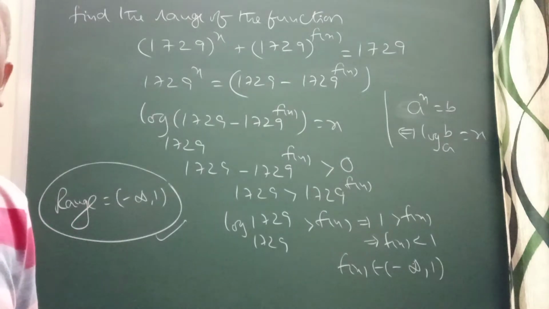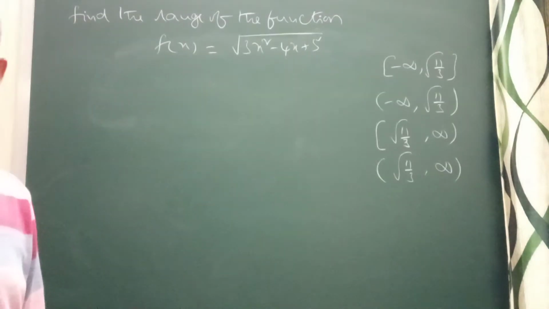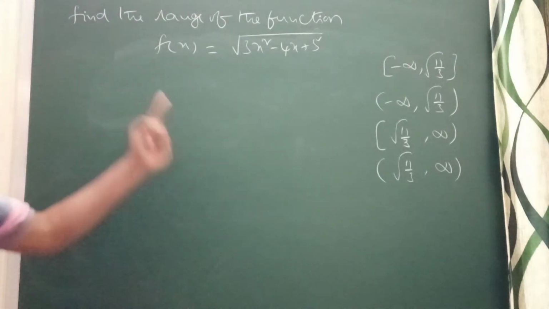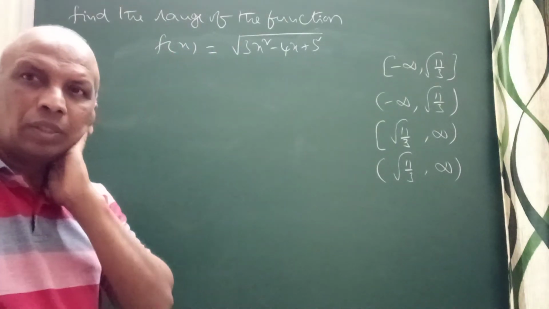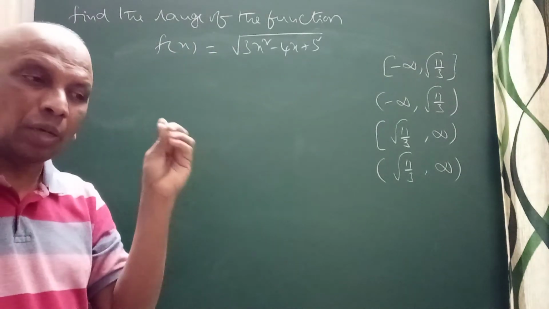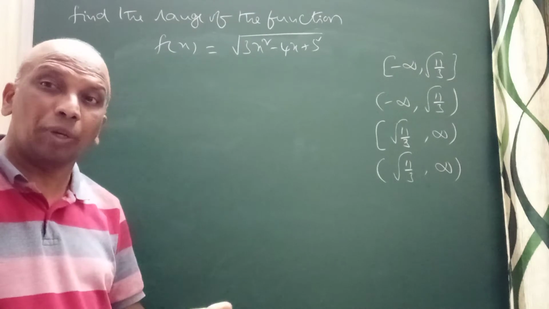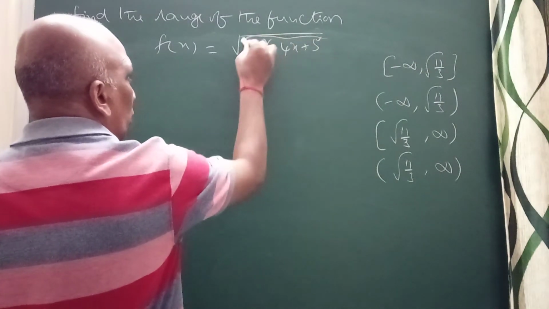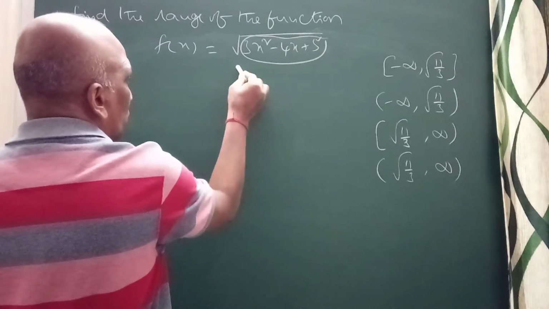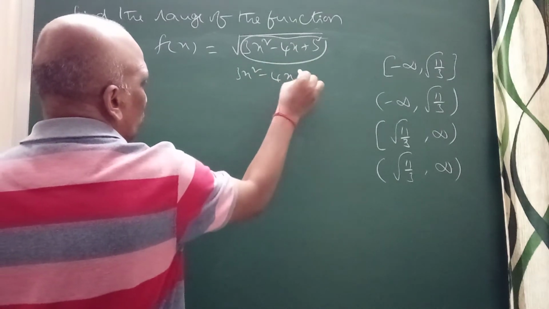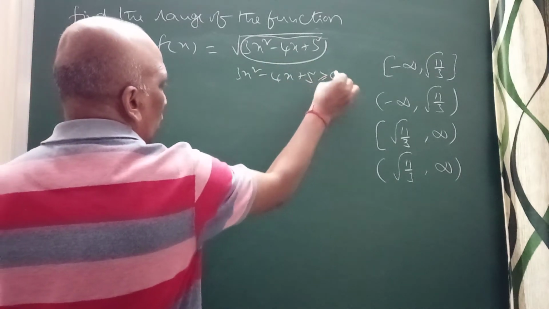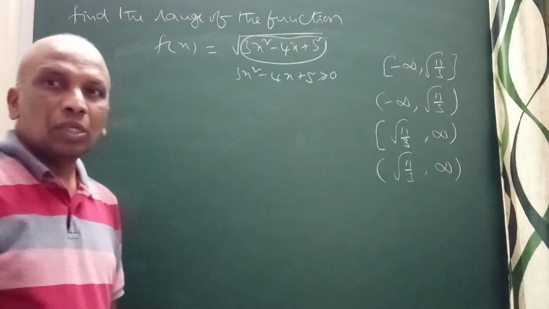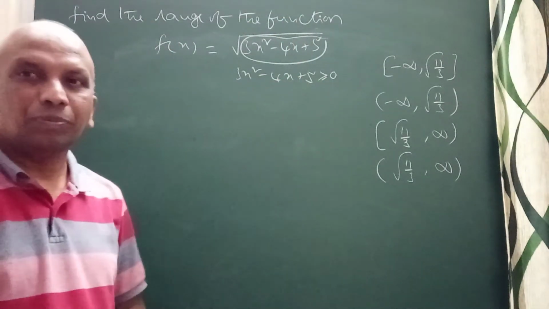Now I will explain the second problem. Now see, in this problem they are asking for the range of the function. When you are thinking about range, you can also think about the domain. When you are talking about the domain, this should be positive, right? So definitely we know that 3x square minus 4x plus 5 should be greater than or equal to 0.